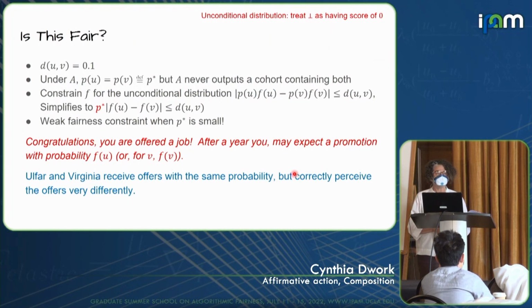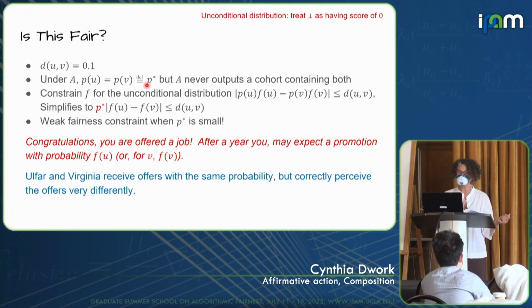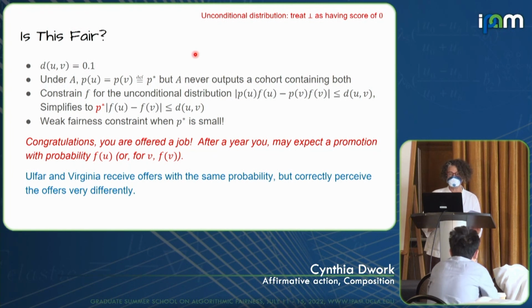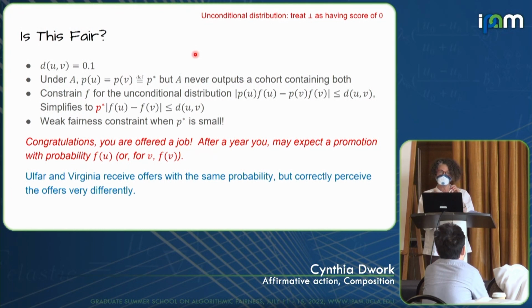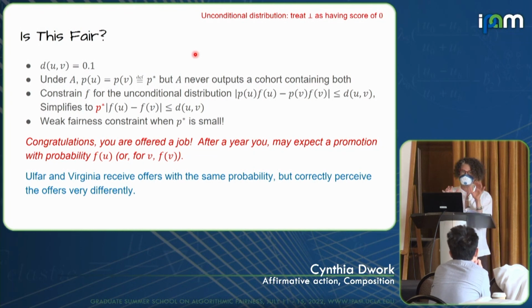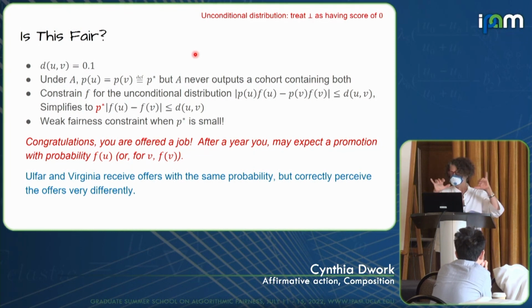So suppose U and V are pretty close. Their distance is 0.1. And suppose that under A, they're hired with the same probability, so no fairness problem here. But suppose also that A, which is free to do whatever it wants, never chooses a cohort that contains both of them. So they each have the same probability of getting hired, but they'll never be hired together.